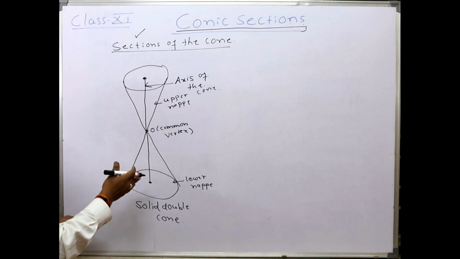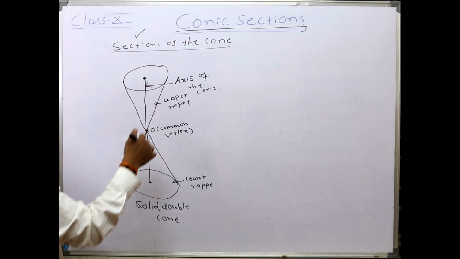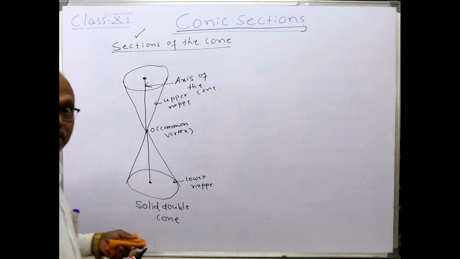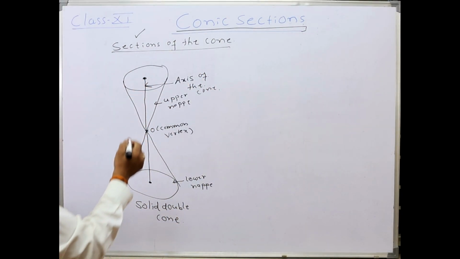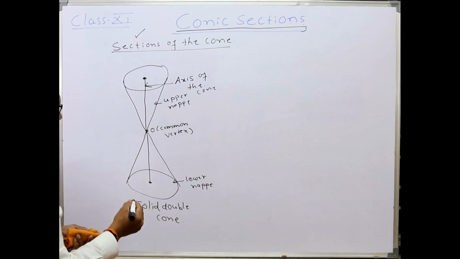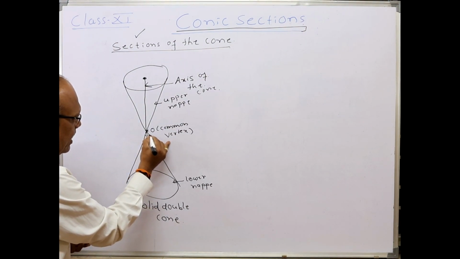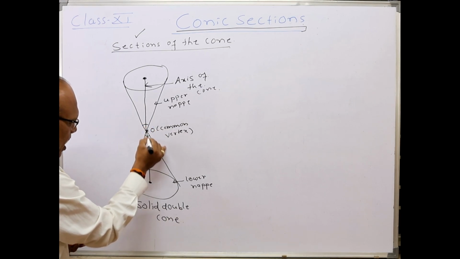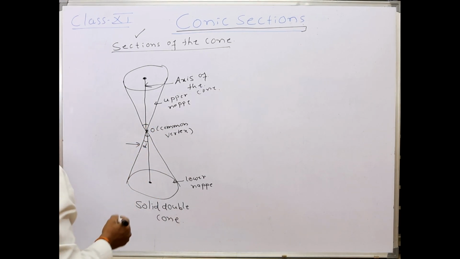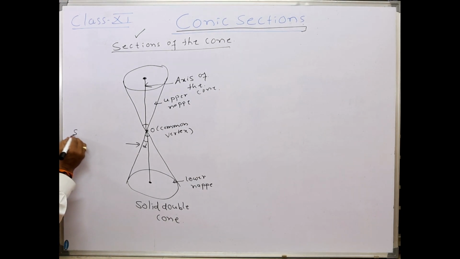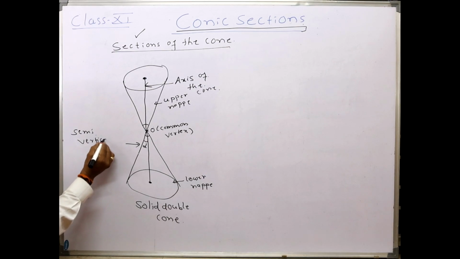Suppose that it is a wooden piece. By taking a hacksaw blade, you can cut this particular solid double cone like you cut the cake. Similarly, if you cut this solid double cone at different angles with respect to this angle, this angle is called as vertical angle. And half of this vertical angle is called as semi-vertical angle, let me call it as alpha. Alpha is called as semi-vertical angle.